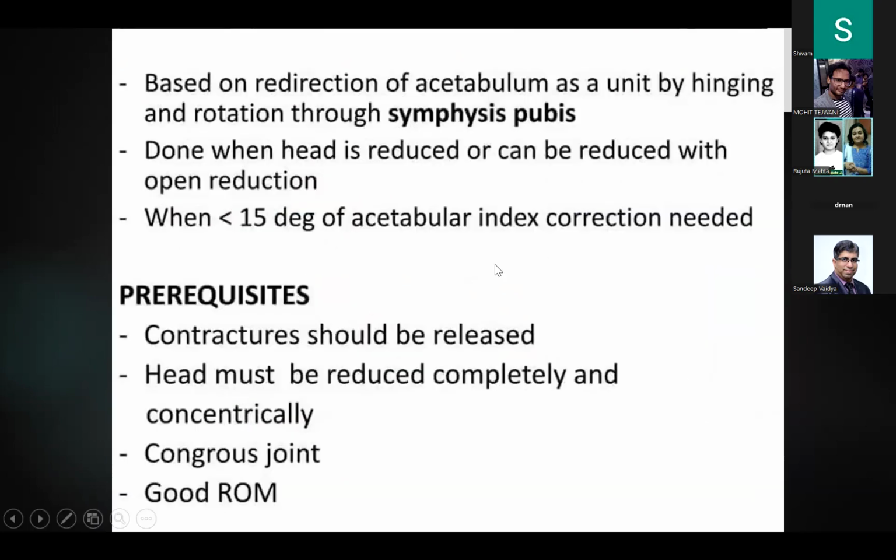So based on the redirection of the acetabulum as a unit by hinging on and rotating through the symphysis pubis, it is done when the head is reduced or can be reduced with open reduction. However, the coverage provided is lesser than that of an acetabuloplasty like Pemberton or Dega, which means that it can be attempted if less than 15 degrees of correction of acetabular index is required.